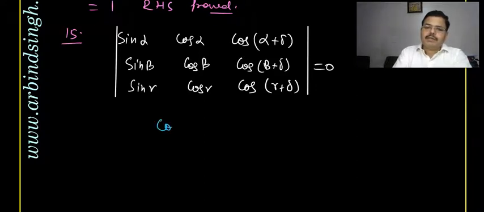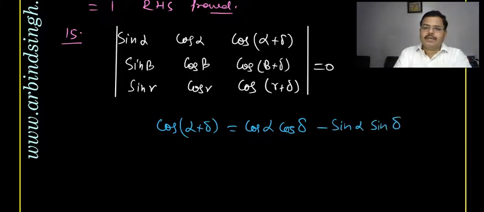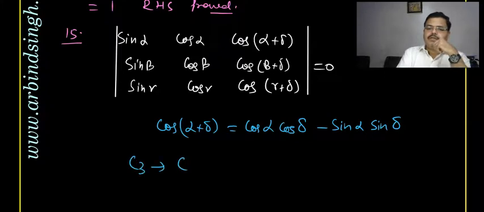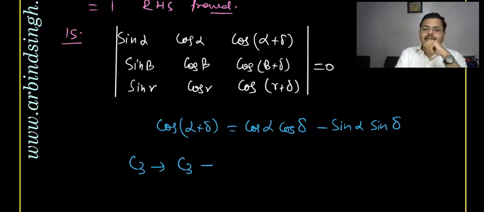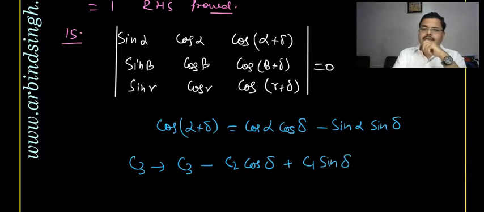If I am writing cos alpha plus delta, it means this is cos alpha cos delta minus sine alpha sine delta, isn't it? Now, C3 becomes C3 minus cos delta times C2 plus sine delta times C1. Then cos alpha plus delta minus cos alpha cos delta plus sine alpha sine delta, so the entry will be 0.